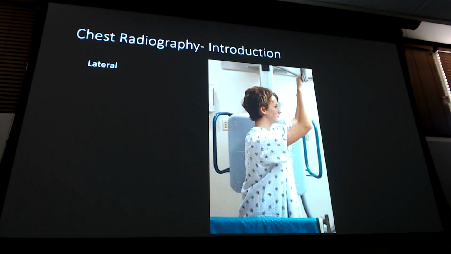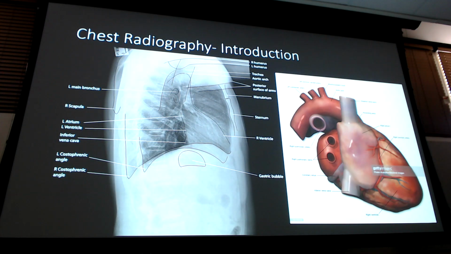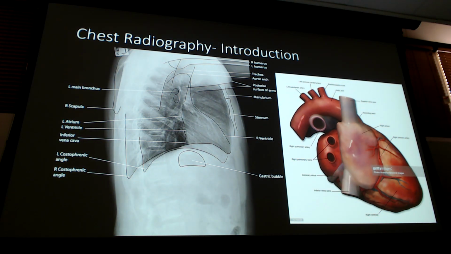Laterals are typically done as a left lateral, which is why you always see left. Remember, that doesn't mean this is the left lung. The lungs are superimposed on one another. I can't tell you which lung I'm looking at here. It's both of them. The reason we do the left lateral is that the heart is more to the left side. It reduces that magnification as much as possible. That's why it's done left.